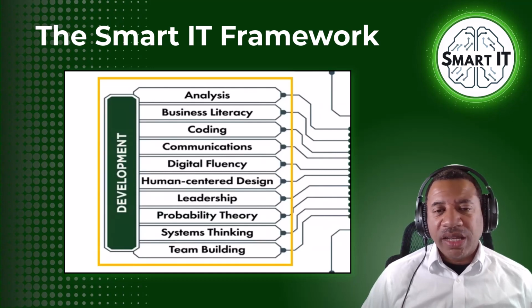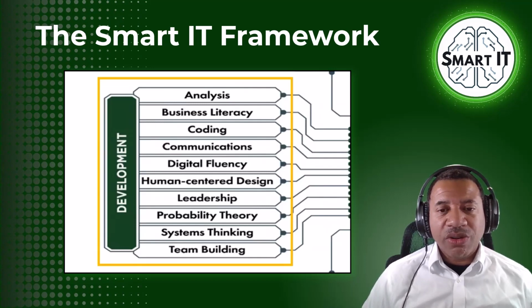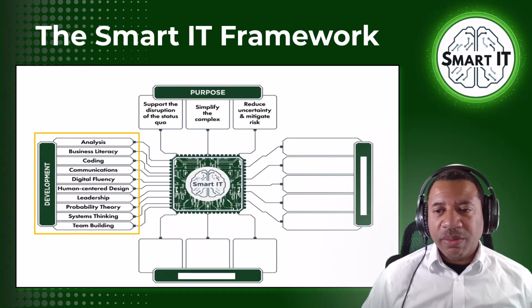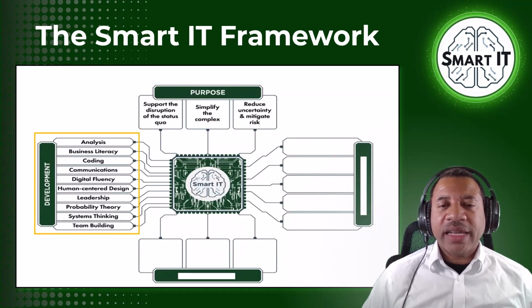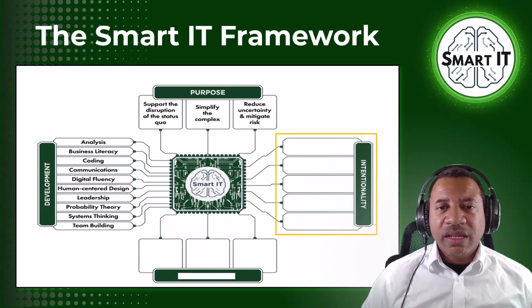So these 10 skill sets for development are critical for all IT professionals, wherever they may sit. On to the third dimension, intentionality. So it's great to know our purpose and to develop our skill sets, improving our ability to perform and team, look at systems. But at the end of the day, we have to focus.